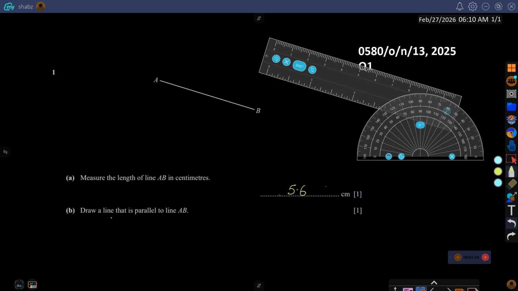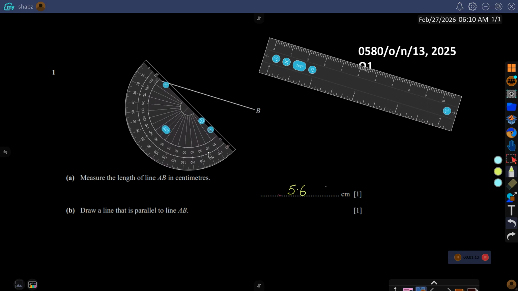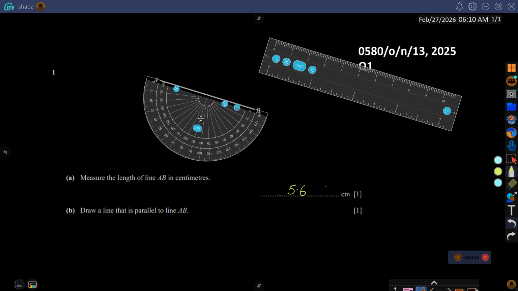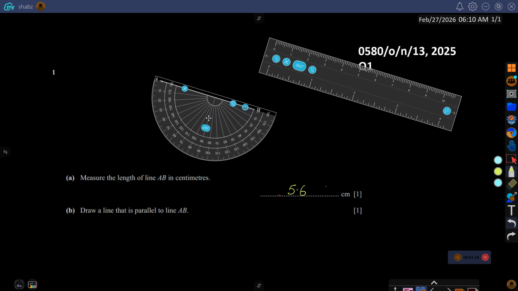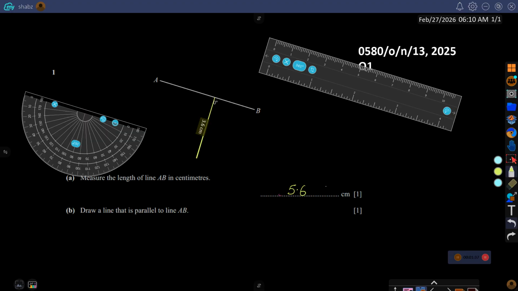Next, draw a line that is parallel to line AB. So for this you need to use your protractor. Protractor you have to place on this line, the 0 line exactly on this line, somewhere, anywhere. Now the 0 line is aligning both the sides, and then at 90 degrees mark a point. So for me, I can draw a line directly. You have to mark and draw the line using ruler. So after drawing this line, you get a line like this, perpendicular to the given line.